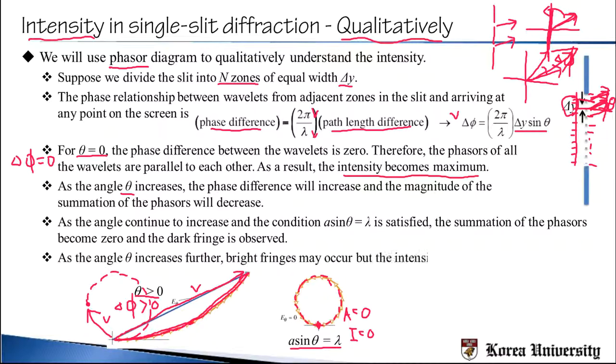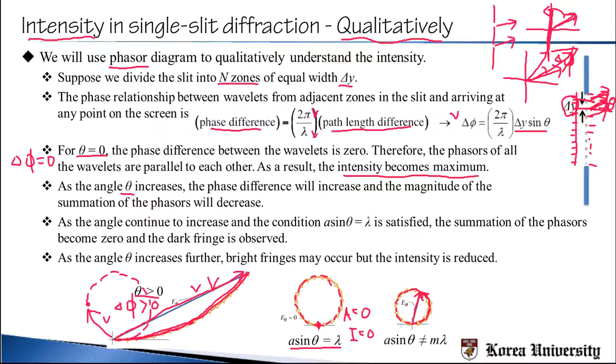And then let's continue to increase the angle again. Then you will get the phasors making one full turn and then going a bit more. This will be the final phasor, so your total amplitude will be like this. This is not 0, but still much smaller compared to this one. Here you can naturally understand why it has become smaller.